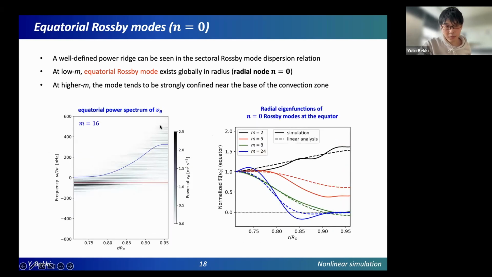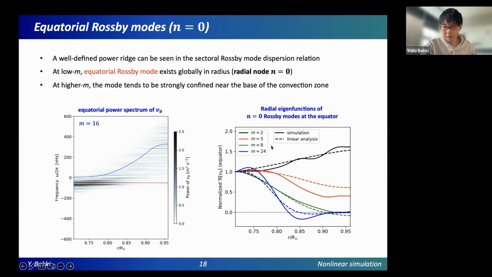For higher n, we see that, so this is the same power spectrum of latitudinal velocity, but at fixed m of 16 as a function of radius. And you can see that at higher m, the power of the equatorial Rossby modes tends to be more confined near the base of the convection zone.